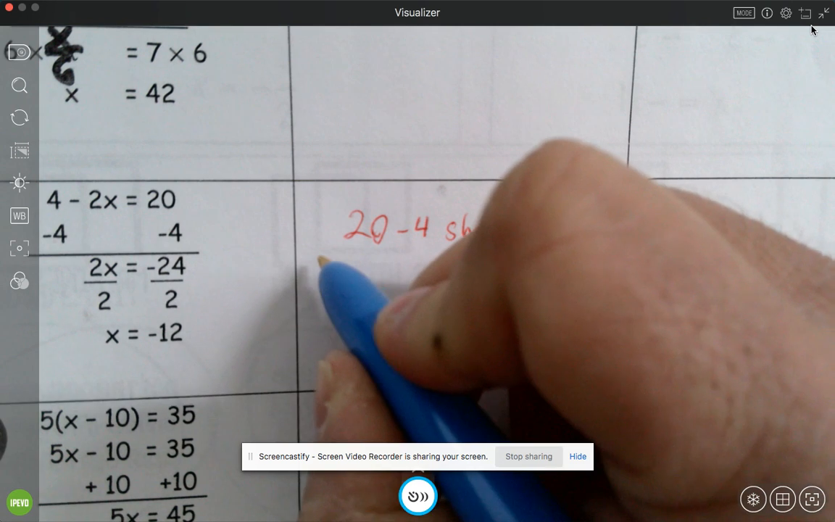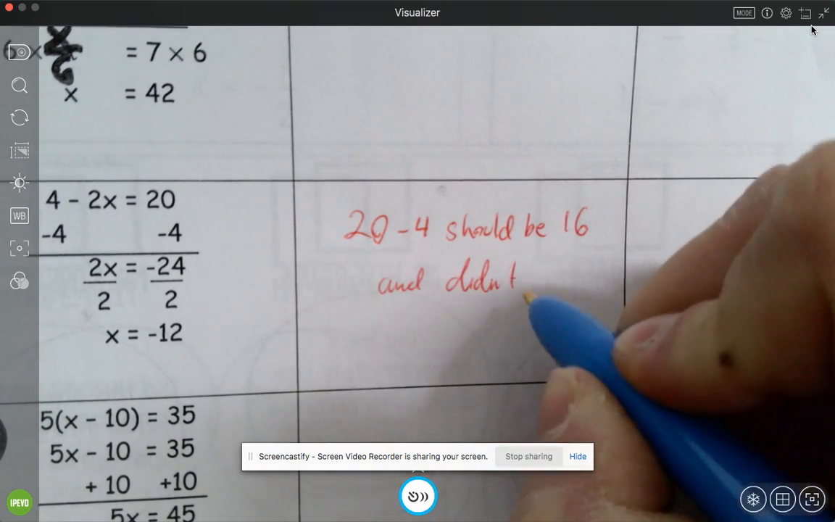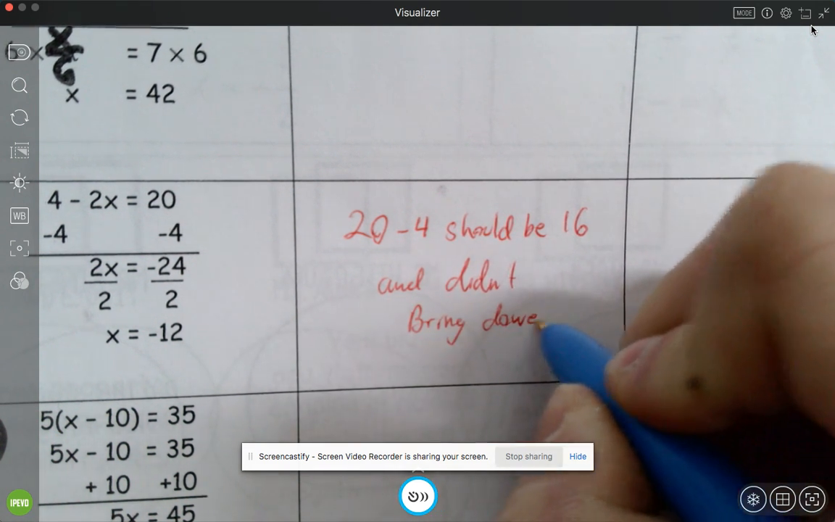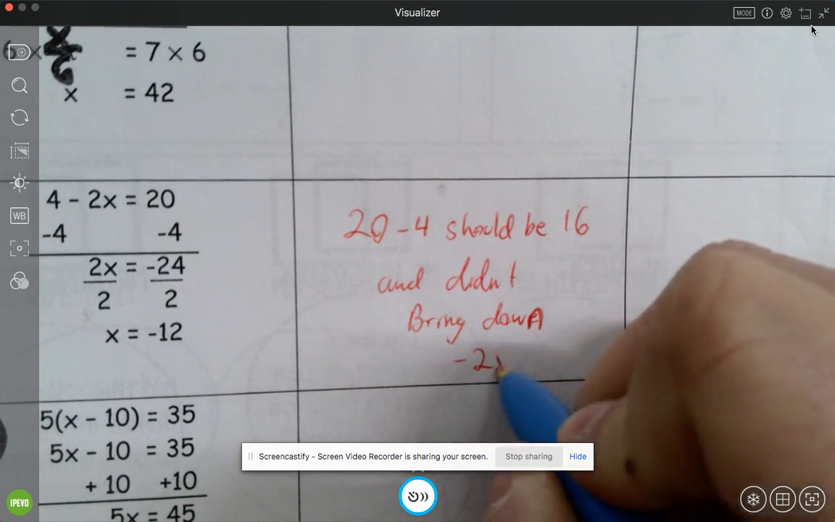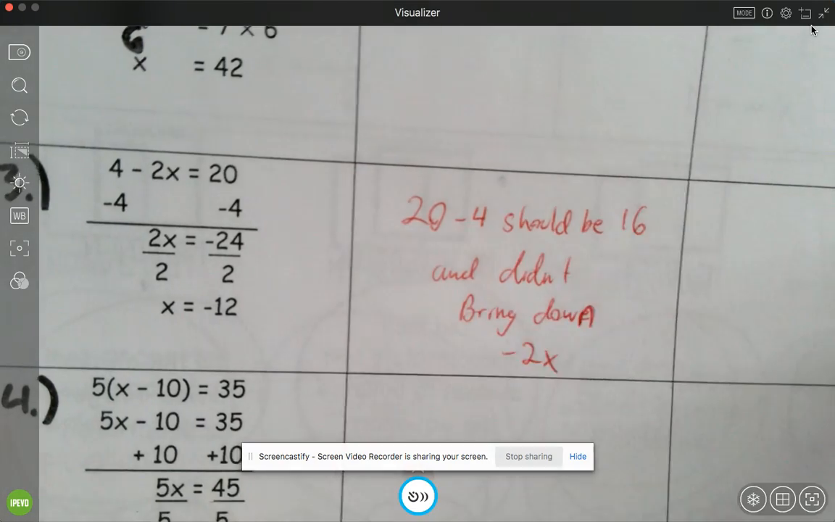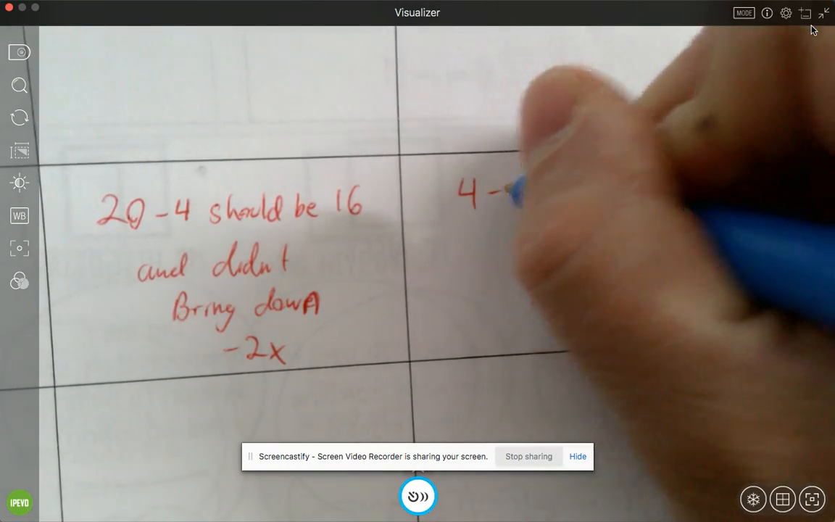16 and didn't bring down negative 2x. So that's the 2 things I saw for sure. So now I'm going to fix it over here.